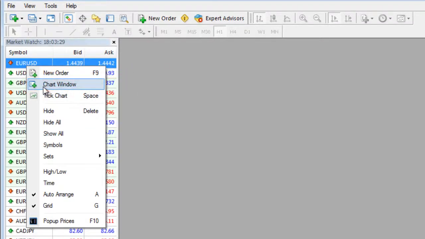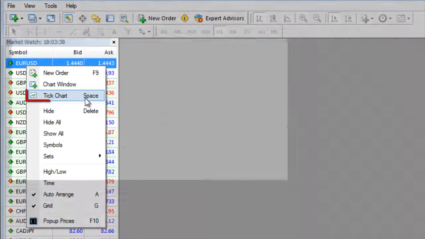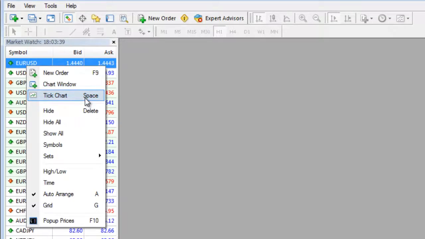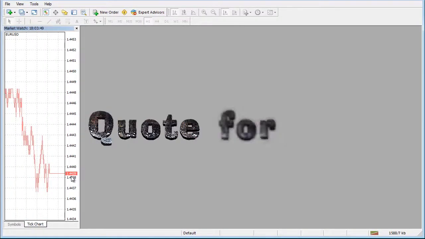It's the very same as in the standard toolbar, and we have a basic idea of how to open up a chart, so it's not really necessary to repeat that here. The tick chart, on the other hand, is an interesting command in itself. The shortcut is the spacebar, so let's use that here to bring up the tick chart. A tick chart is the smallest increment chart that one finds in trading and really displays tick for tick price movements, or as said in another way, quote for quote.